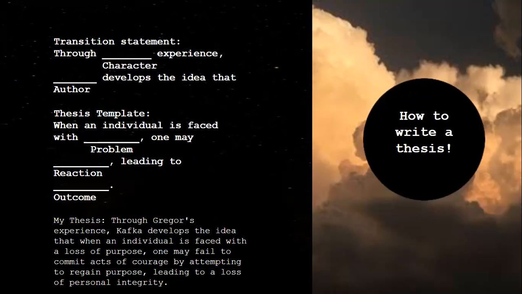How to write a thesis. You start off with your transition statement, and you start off by saying through Gregor's experience, or through whatever character you choose to study's experience, the author, so Kafka, develops the idea that. That is your transition statement, and then it is followed by your thesis, which is: when an individual is faced with your problem, one may react by your reaction, leading to your outcome. So the thesis that I've written for my unit topic is: through Gregor's experience, Kafka develops the idea that when an individual is faced with a loss of purpose, one may fail to commit acts of courage by attempting to regain purpose, leading to a loss of personal integrity.